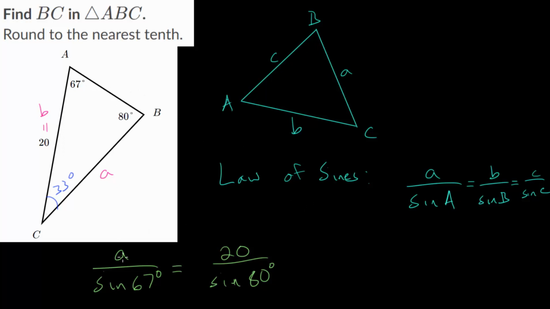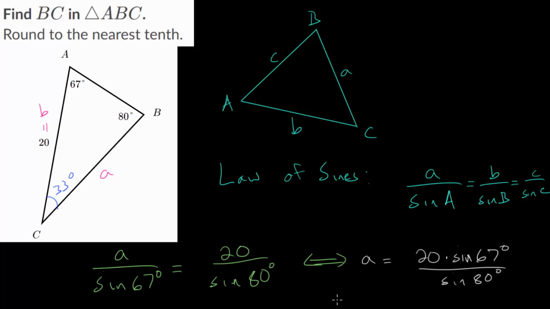So from here, we can just solve for a. Let's multiply both sides of the equation by the sine of 67 degrees, so that we get a is 20 multiplied by the sine of 67, all divided by the sine of 80. At this point, we can just plug everything into our calculator, and we need to round this to the nearest tenth place. Just remember that when you plug this into your calculator, make sure your mode is in degree mode and not radians.